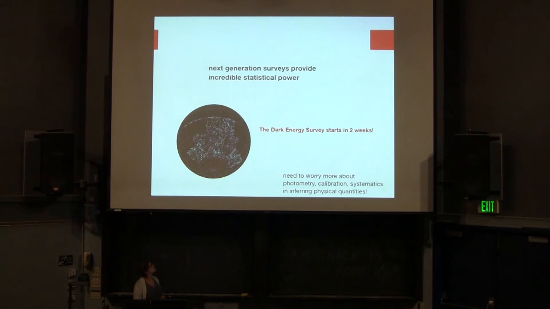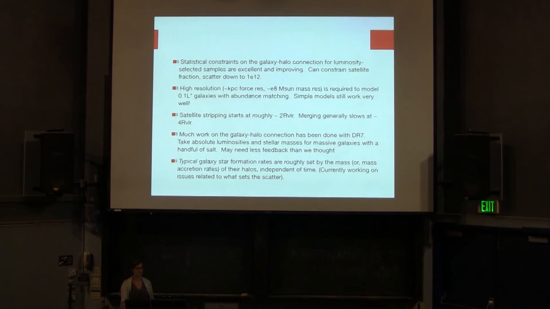This will be a 5,000 square degree survey where we should be able to do galaxy-galaxy lensing, galaxy cluster lensing, you know, the kinds of conditional luminosity functions that you heard about this morning. To my mind, what this means is we really need to worry a lot more about these data issues and about these issues in the simulations, which I think Anatoly is going to talk about more in a few minutes. So I'll just end there. Thanks.